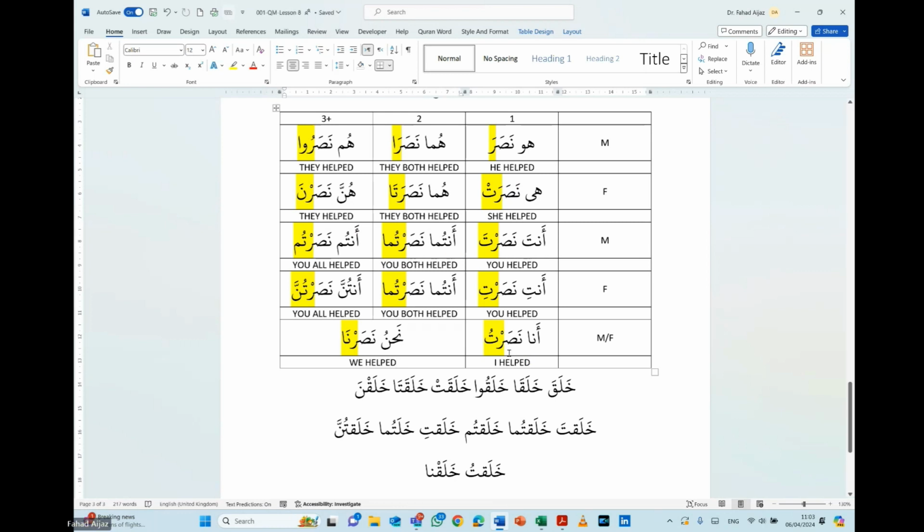Okay. So what is expected of you? What is expected of you is the following. So you're able to say, Huwa nasara, huma nasara, hum nasaru, hiya nasarat, huma nasaratahum, hunna nasarna. Anta nasarta, antuma nasartuma, antum nasartum, anti nasarti, antuma nasartuma, antunna nasartunna, ana nasartu, nahnu nasarna.